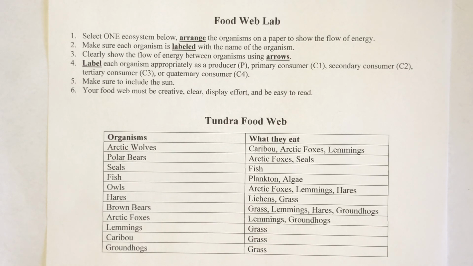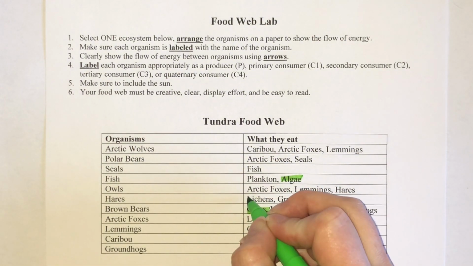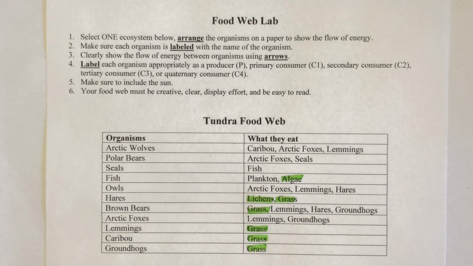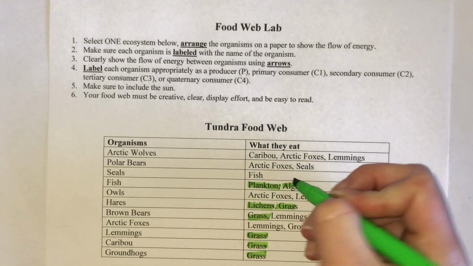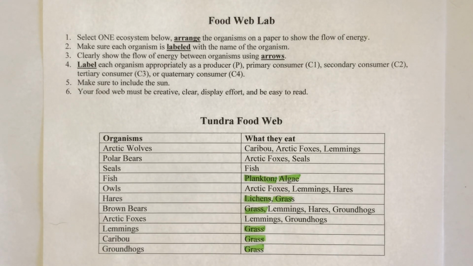So, in order to complete this food web, the first thing I'm going to do is identify my producers. There's two ways to tell your producers. First, just look through and identify any plants that you notice. So here I know algae, grass, and lichens are producers. Additionally, if you see something on this side that is not on this side, like plankton, that is a clue to you that that is a producer. So, now that I've highlighted all the producers, that means everything else is a consumer.